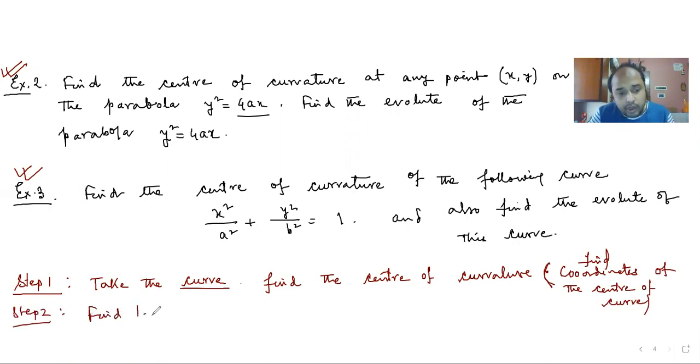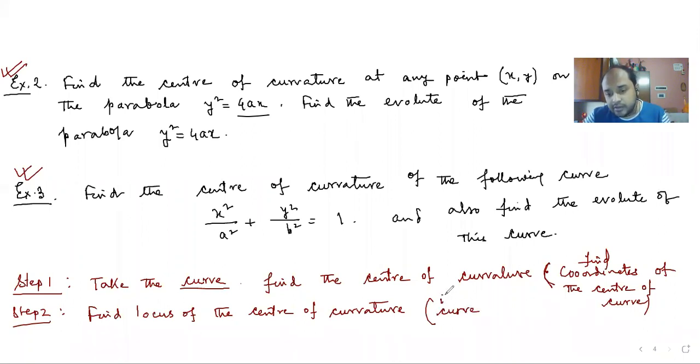Step number 2 is to find the locus of the center of curvature. Now, the locus of the center of curvature will be a curve. It will be another curve, and that curve will be known as the evolute of the original curve.